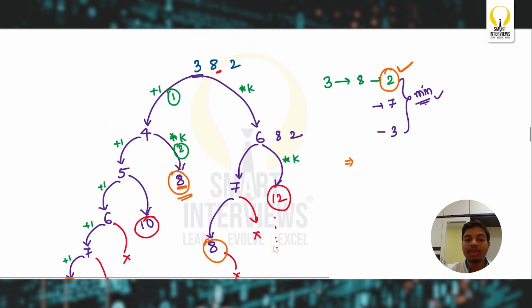So if you see here, if I want to convert this 3 into 8, if I can somehow know the number of operations in which I can convert 4 into 8, what else are we required? What else are we required?